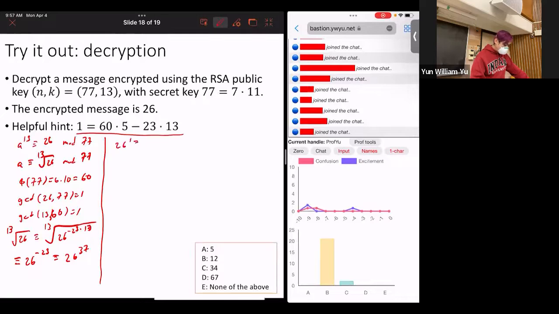So 26 to 1 is congruent to 26. 26 squared is congruent to 676, which is congruent to 676 minus 616, which is congruent to 60, which is congruent to minus 17, and so on. So I'm not going to write them all out, but the punchline is at the end of the day, you get 26 to the 37 is congruent to 5, which is the answer there.